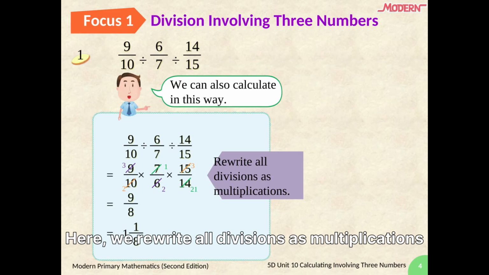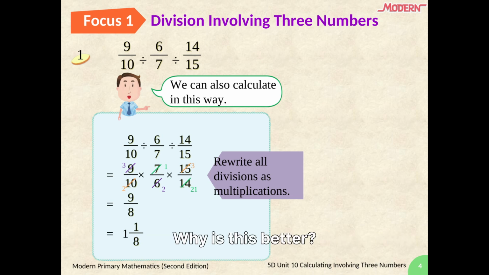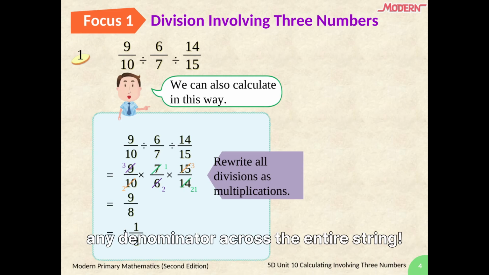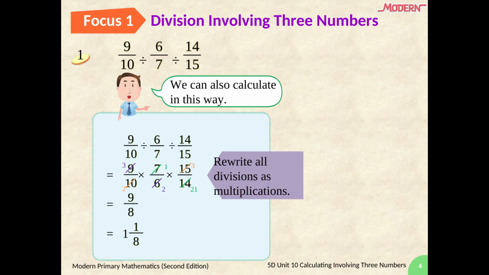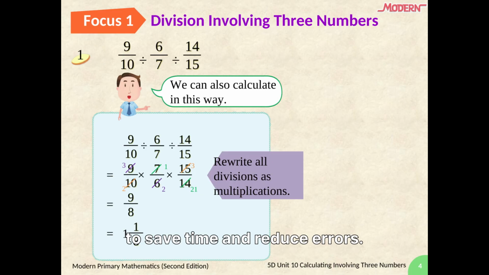Here, we rewrite all divisions as multiplications right at the start. 9/10ths times 7/6 times 15/14. Why is this better? Because you can simplify any numerator with any denominator across the entire string. It's a huge know-how tip. I recommend method 2 for long calculations to save time and reduce errors.